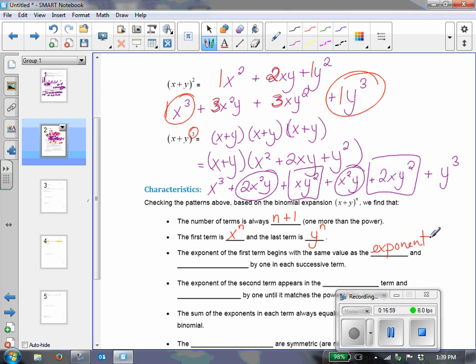I need to make these lines bigger. So what happens to x cubed? Where does it go next? X squared. That's correct, then to the power of 1. So what's happening? 3, 2, 1. What's the exponent on x in the last term? 0. So what happens? They decrease by 1.